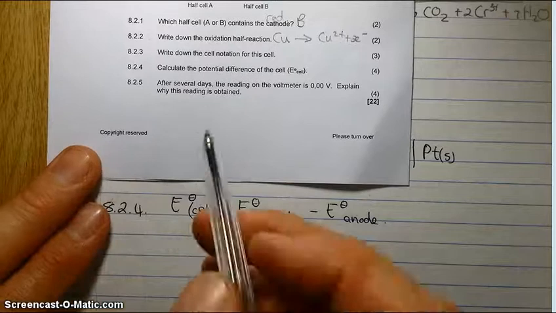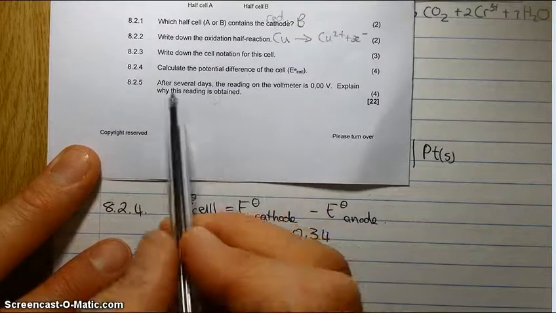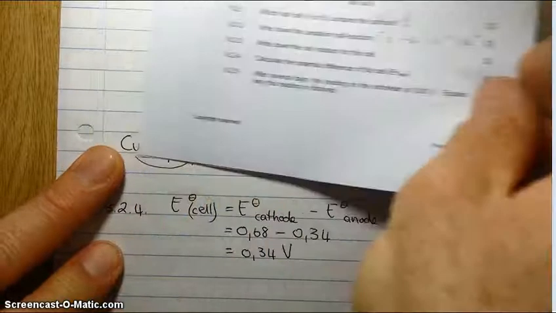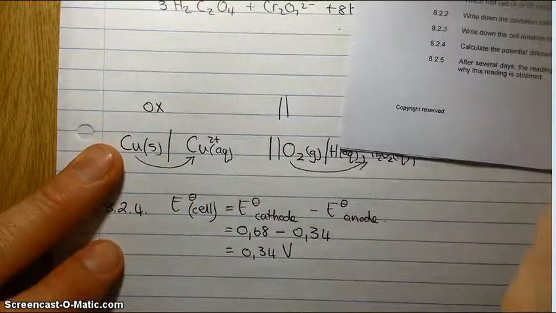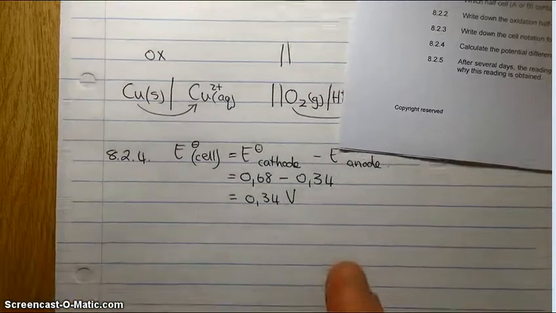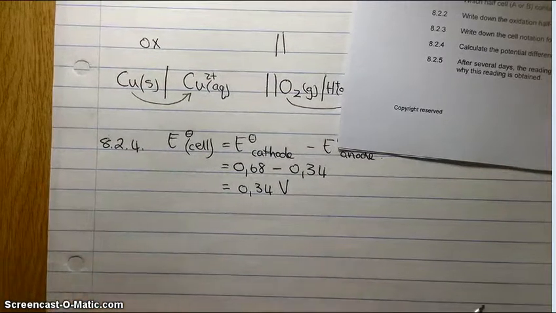Then the last question, after several days, the reading on the voltmeter is 0 volt. Explain why this reading is obtained. Now always remember, when a cell reaches 0 volt, then it means that the cell is going flat. There's a few things that you can say. I'm not going to write them down.